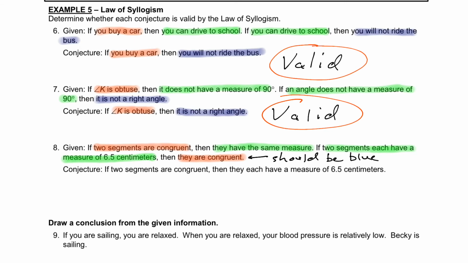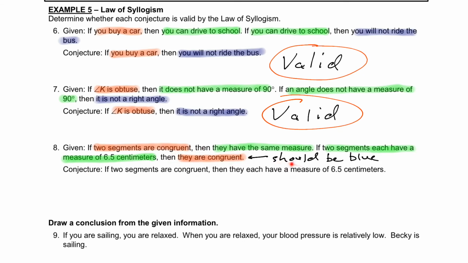Again, looking at this structure, it looked good so far. This was red, this was green. Two segments that have the same measure. This was green. That part still looks good up to there because we got two segments that have the same measure. But then this is the problem right here.